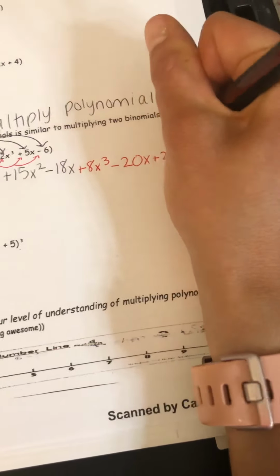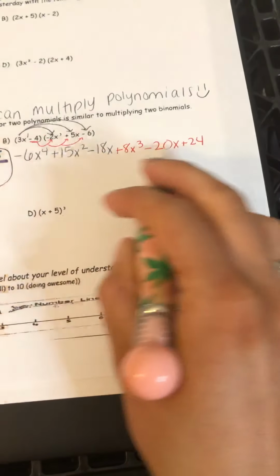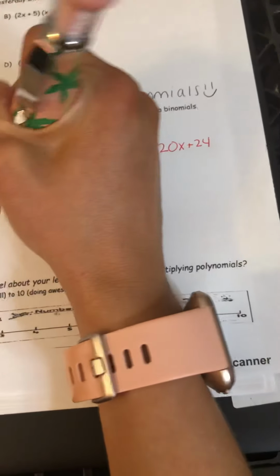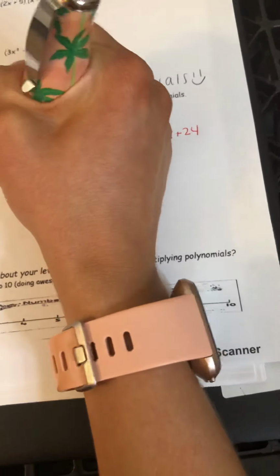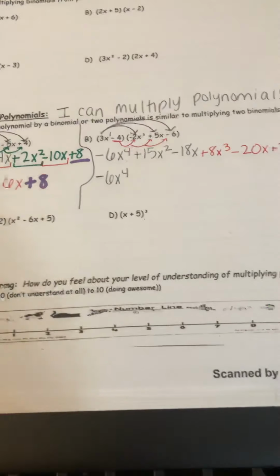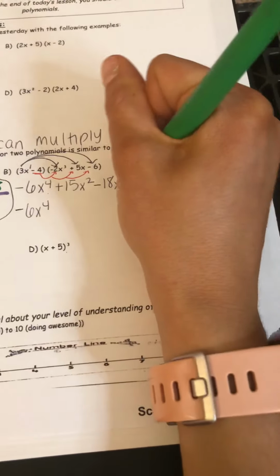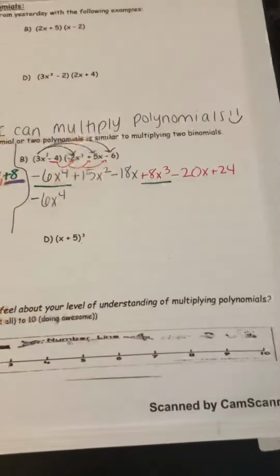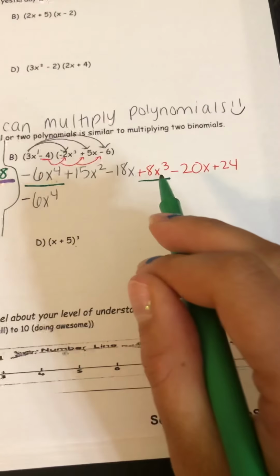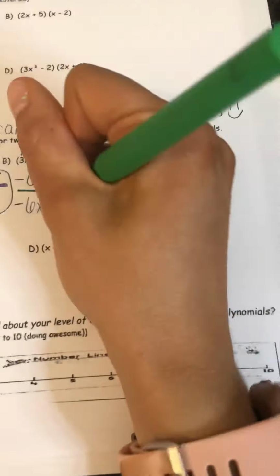Again, I'm going to start with my biggest exponent, which is the x to the 4th power. And I see that I only have one term with x to the 4th power. It's just negative 6x to the 4th. So that's going to go first. My next highest degree is going to be 3. Looking here, I see that I only have one term that's a 3. I do like underlining as I go, so I know that I took care of that term. So now I have plus 8x to the 3rd power, or 8x cubed.